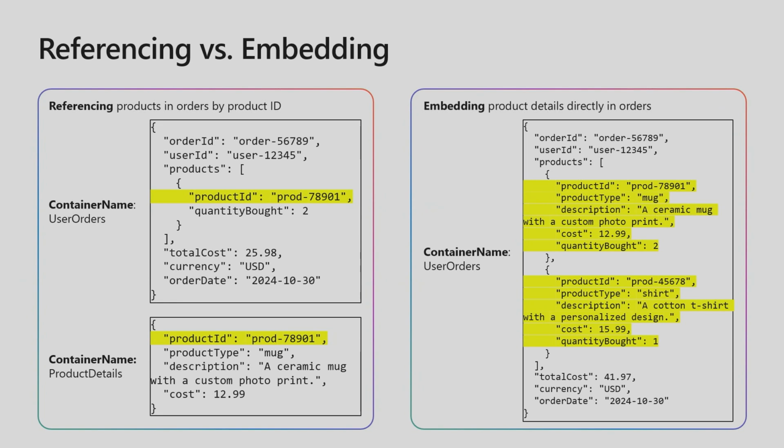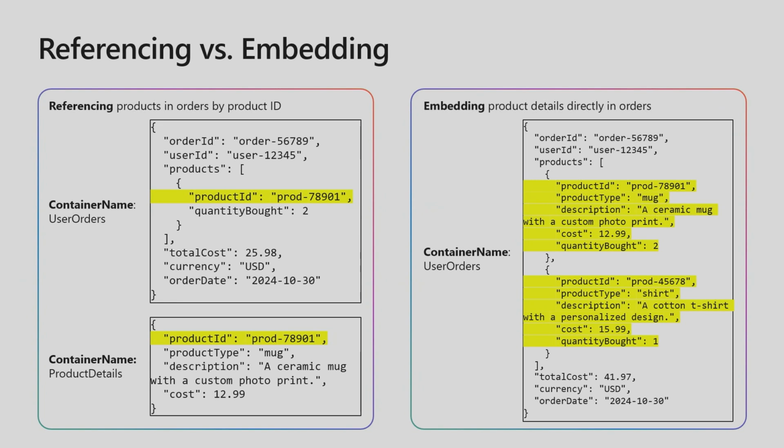The other approach is embedding. So you'll see on the right that one approach of how I've embedded this is just simply putting all those product details into the order documents itself. So to get the full picture of what the customer has ordered, we only have to do one call to that container.